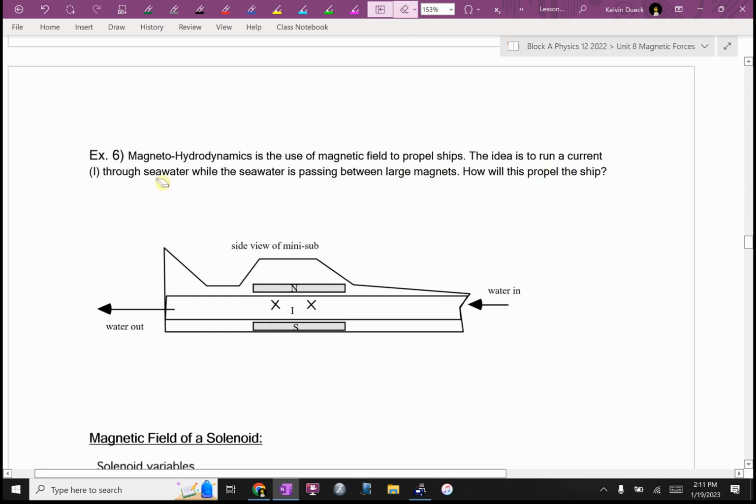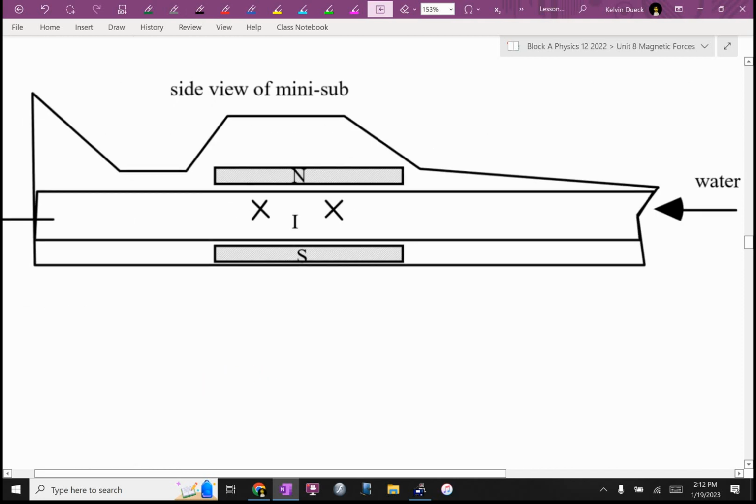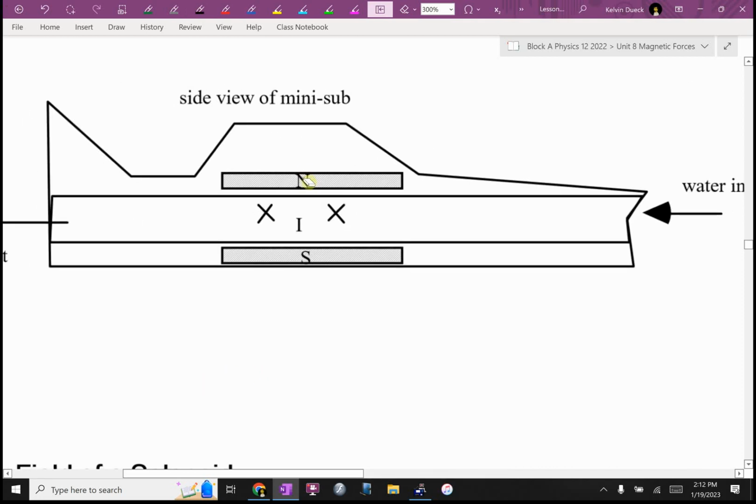So what you do is you run a current, I, through seawater, because seawater is a good conductor, while the seawater is passing between large magnets. How will this propel the ship? So let me zoom in. First of all, what's the polarity of the magnet on the top? What's the polarity on the magnet on the bottom? Which way do magnetic field lines point? From what to what? Let's draw in 3 magnetic field lines. Okay, and I'll label that with the capital B for magnets.